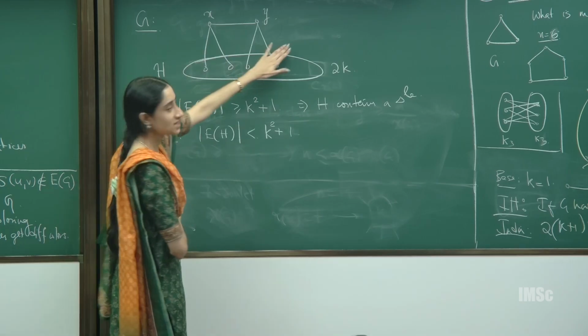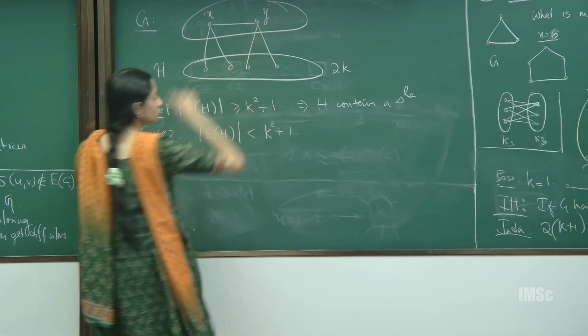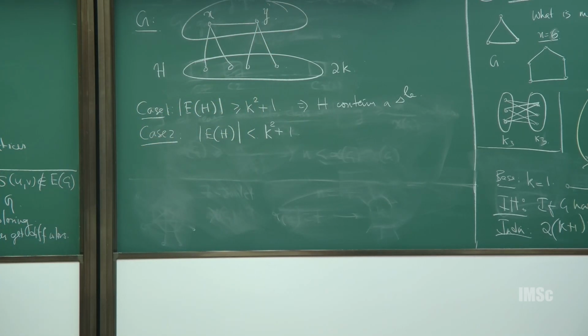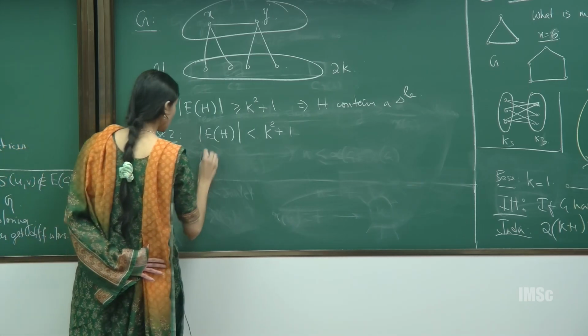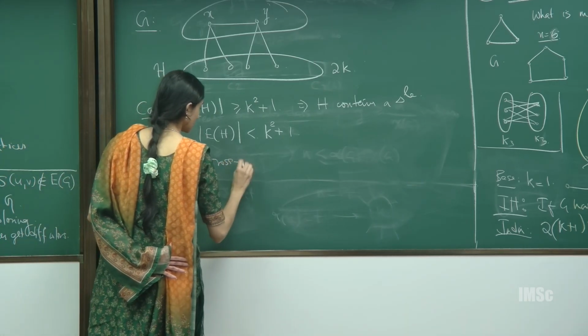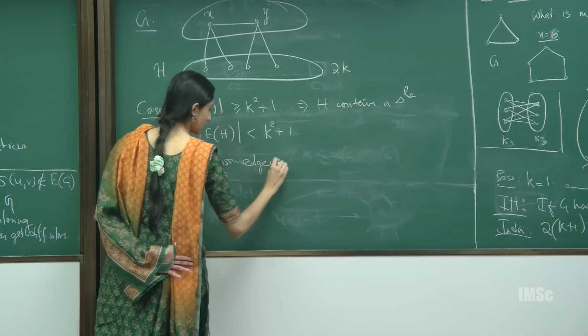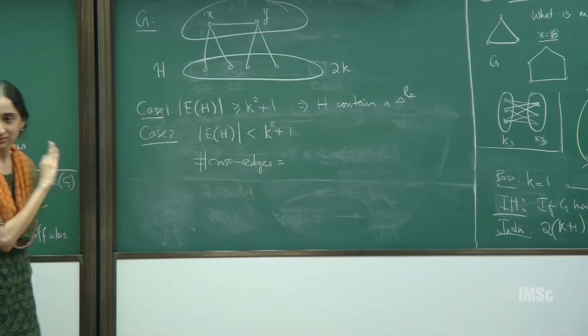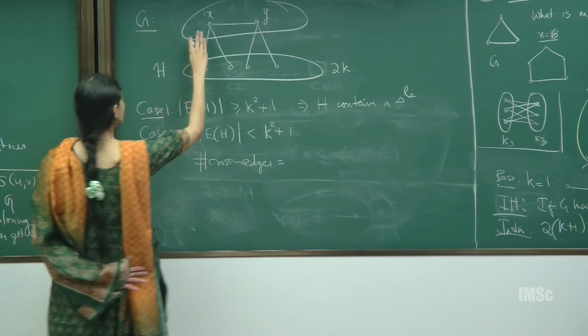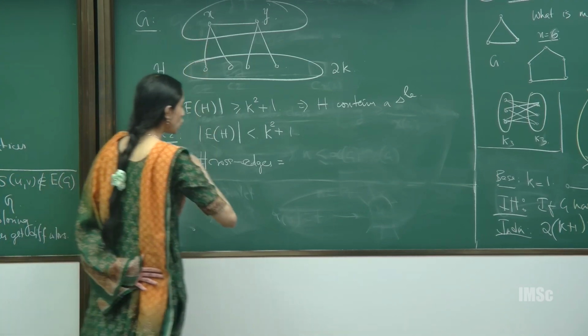Correct. So the number of cross edges from this part to this part, what is it? That's what we want to count. Right? So let's count. Yeah, it's what you said. Okay, so cross edges is not the right term. This has a meaning in graph theory. I'm just using it for this picture. Number of edges crossing from this area to this area. So how many edges are there?